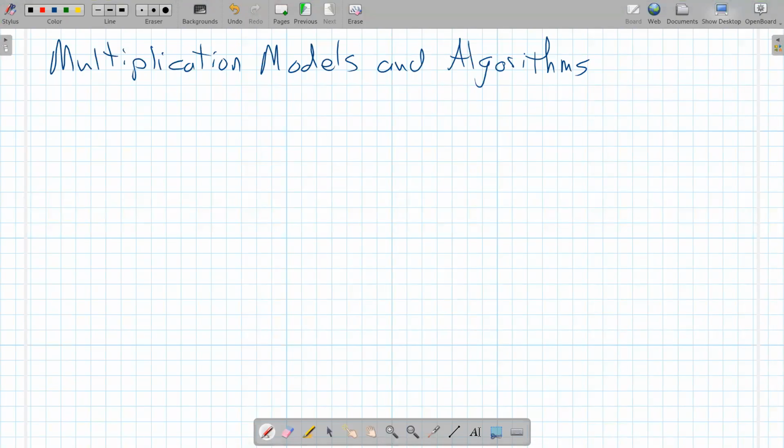Multiplication models and algorithms. So, reminder, a model explains why we do something the way we do it, and an algorithm shows us how to do it, how to get it done. So first we're going to take a look at the why, and we'll see how the why leads to the how, and we'll play with some base 10 blocks. So what the why basically gets down to: what does it mean to be multiplication?